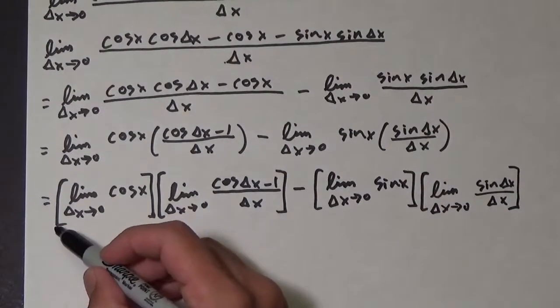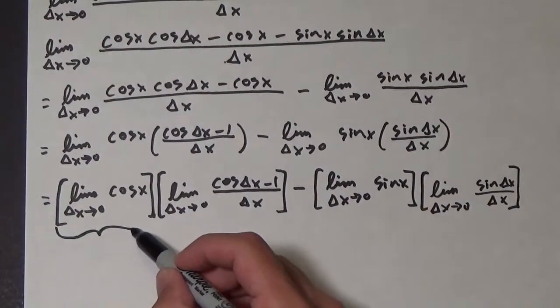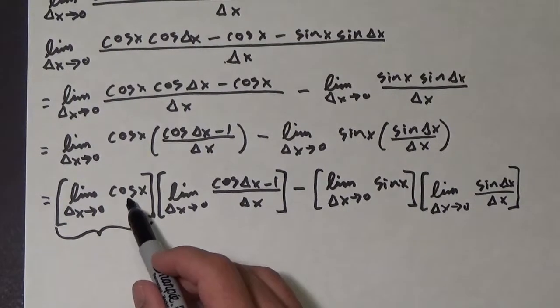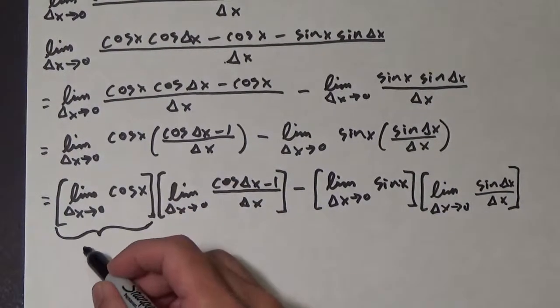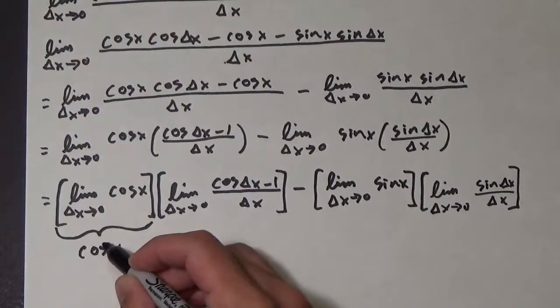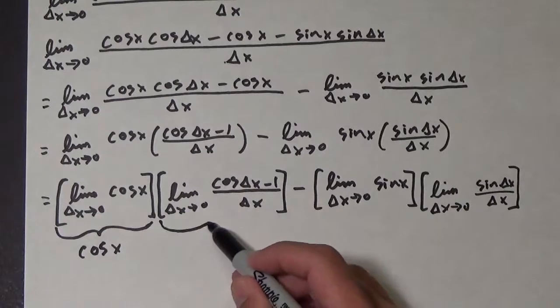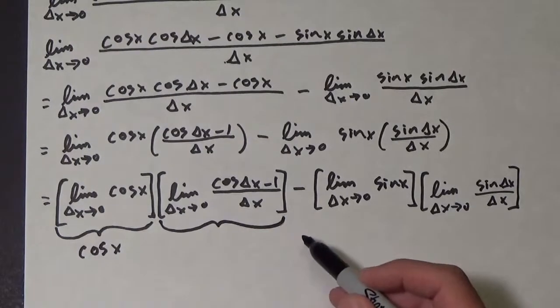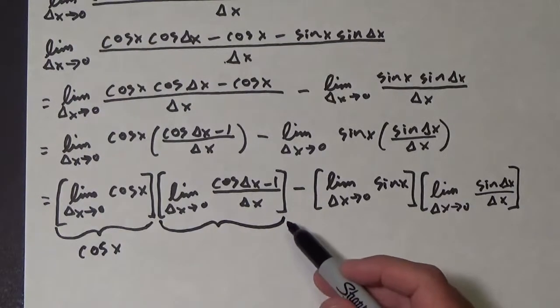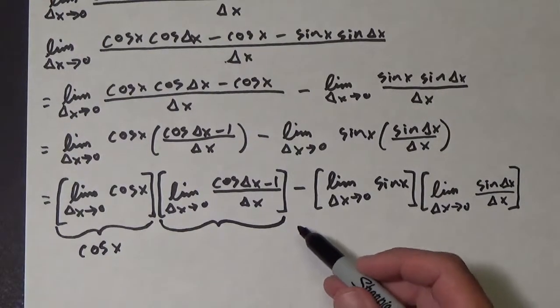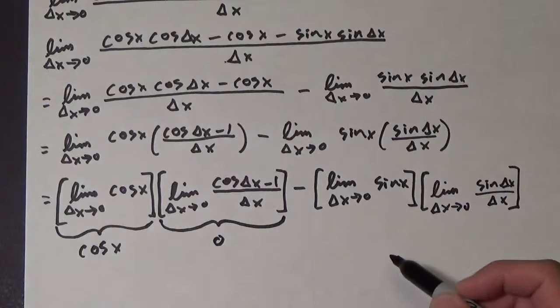Okay, so some good things start happening right now. When we substitute in 0 for delta x for this one, well, there's no delta x, so it's just the cosine of x. Now this one here we can't substitute in 0 because it becomes undefined. However, just like in the previous example, we've shown that this limit equals 0.